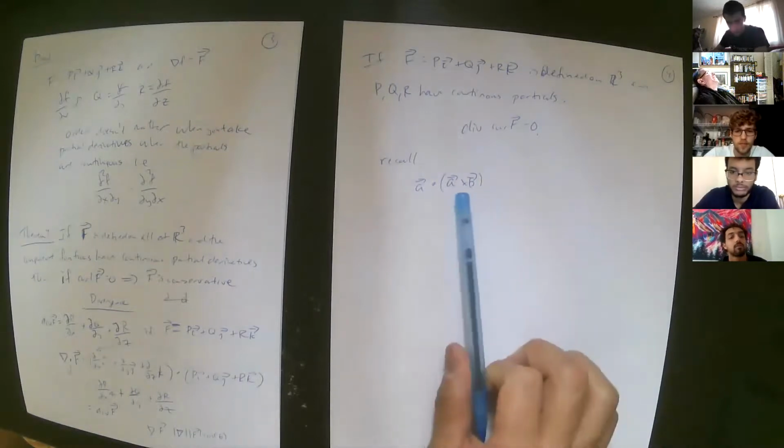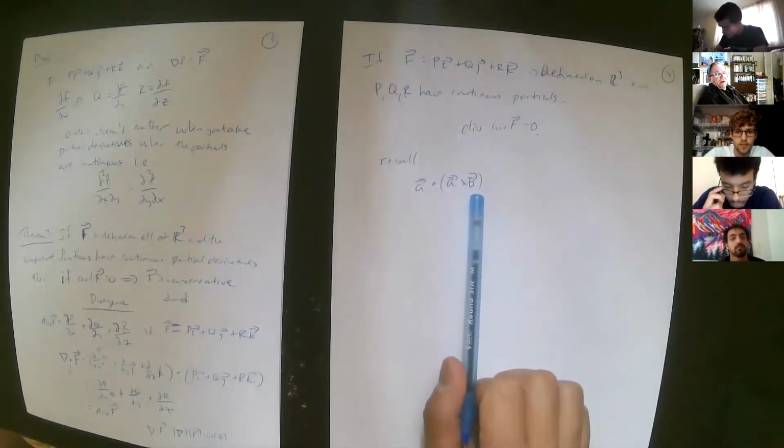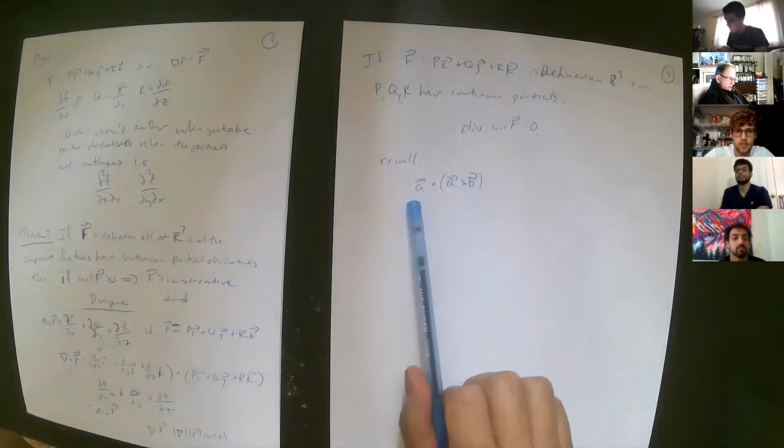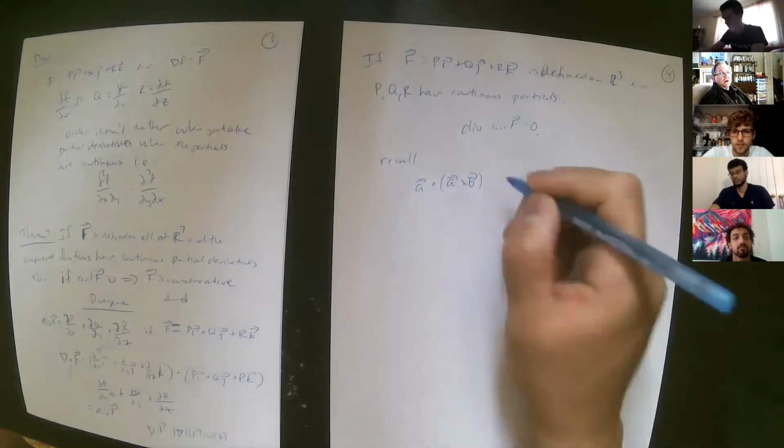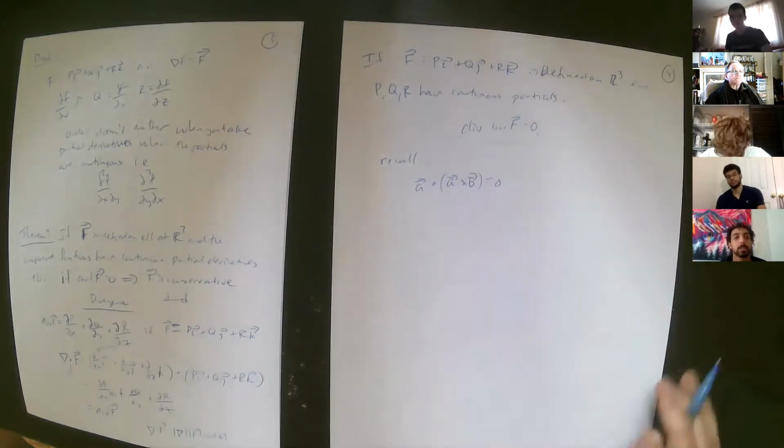This vector right here is orthogonal to A and orthogonal to B. Its dot product with A should be 0, right? When two things are orthogonal, their dot product is 0. Seems obvious, right? So now let's rewrite this in terms of our operator notation.